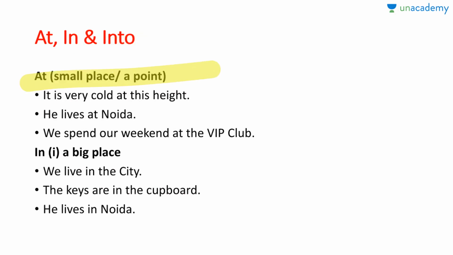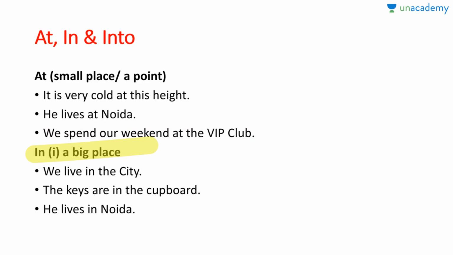So at. Guys, when we talk about at, it represents a small place, a point. It is very cold at this height. So at this point, at this height, it is very cold. We are on a mountain, somewhere in Leh Ladakh. He lives at Noida. Where does he live? At Noida. We spend our weekend at the VIP club. Like this.